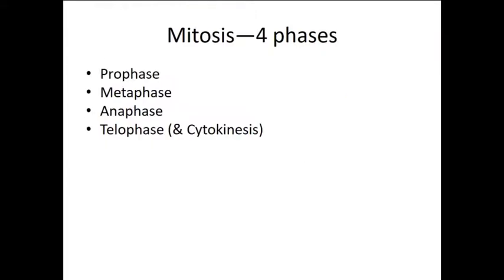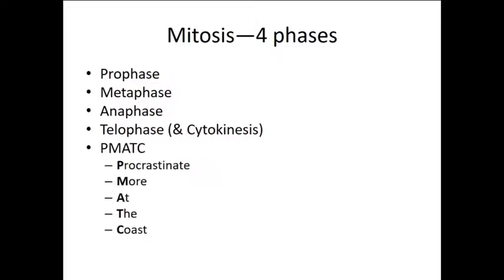All right, so the 4 phases of mitosis are prophase, metaphase, anaphase, telophase, and cytokinesis. I put those two together because they happen simultaneously. It's good to keep this in order, prophase, metaphase, anaphase, telophase, cytokinesis, because we'll see the same phases named slightly differently in meiosis. So you might as well memorize it.